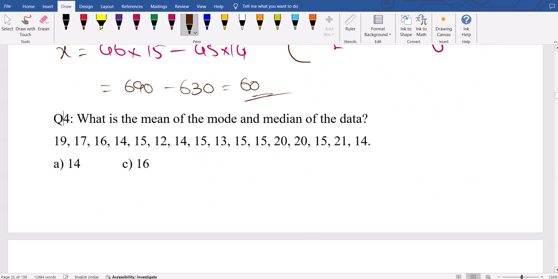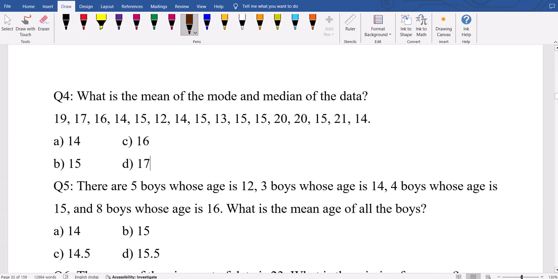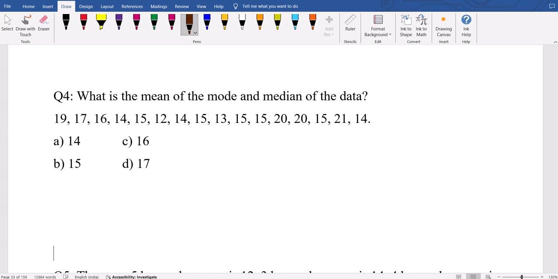Now, what about this? A similar question might have been discussed previously also. They are asking the mean of the mode and median of the data. First calculate mode and median, then calculate the mean for those two. What is mode? Most occurred. Which number is frequently occurred? I think 15, no? 1, 2, 3, 4, 5. 5 times 15 came. I think no other number is like that.